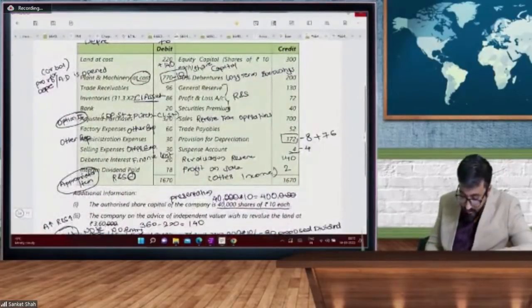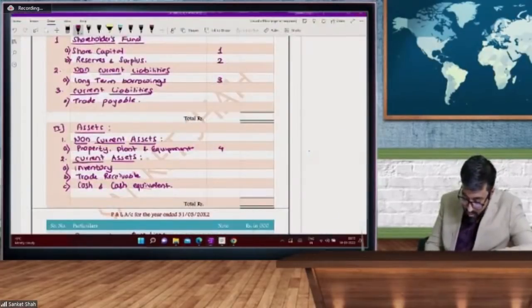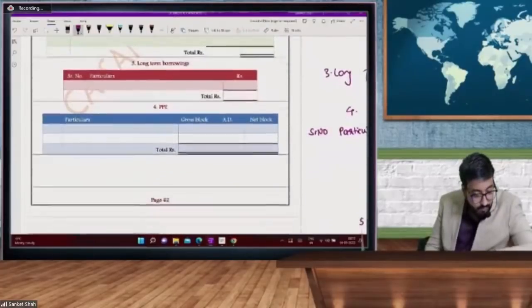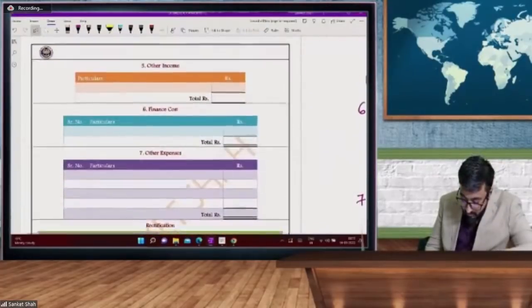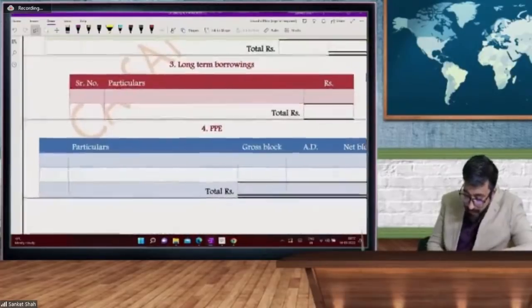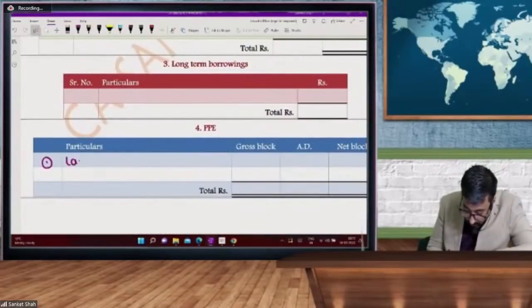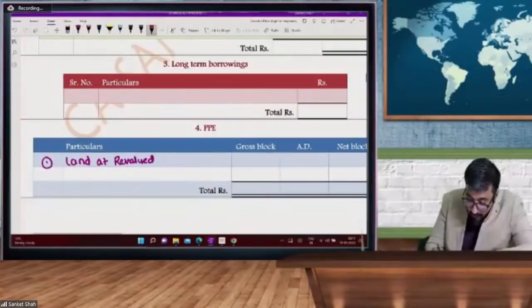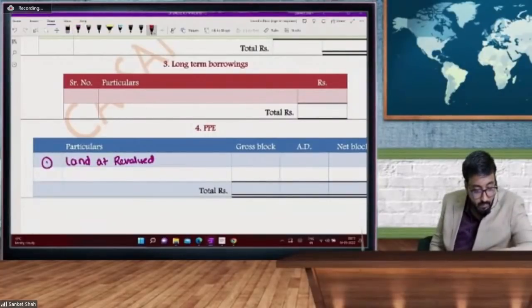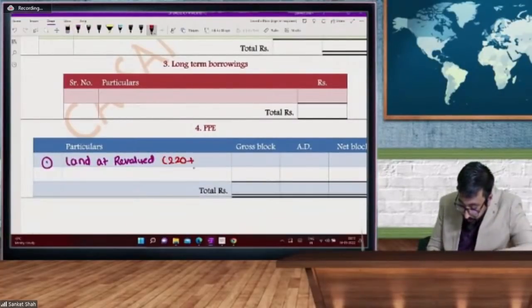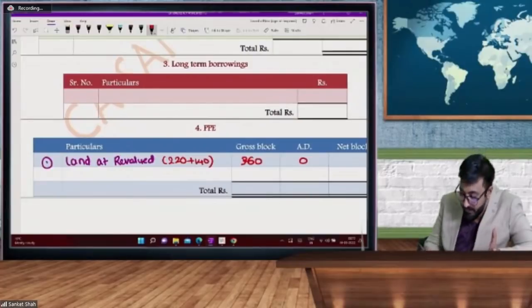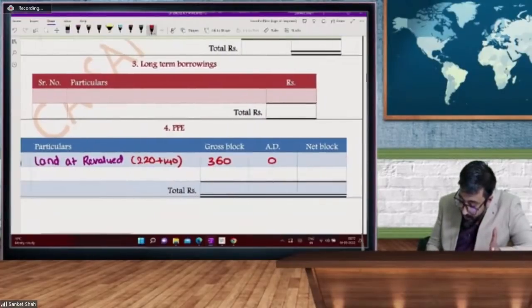Start. Land at cost. So here, land in property, plant and equipment. Write down. Number 1, land, but we will write at revalued figure, at revalued amount. What is the land's revaluation? 220 plus 140, 360. Accumulated depreciation, no depreciation on land. And 360.